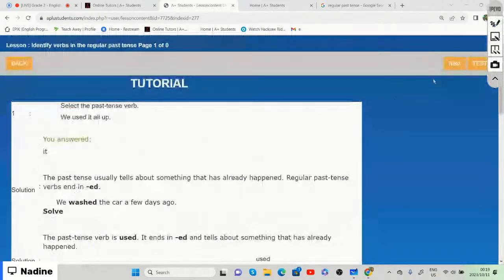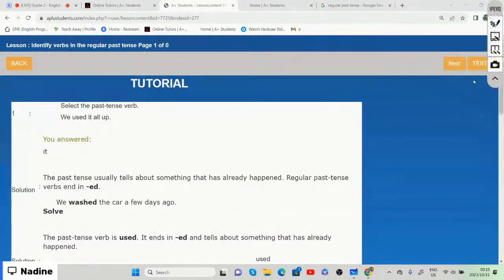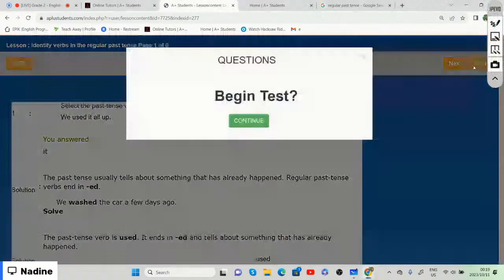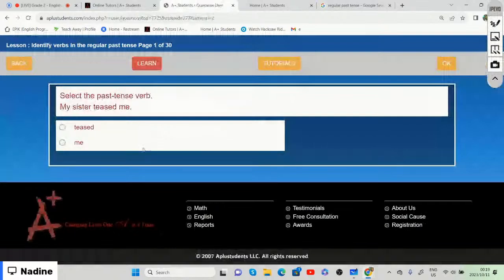All right, so now we're going to the test. And if we go to the test, we're going to begin the test, right? We need to select the past tense verb. So we are going to select the past tense verb. It is already given. So my sister teased me, is the word teased or me the past tense verb?